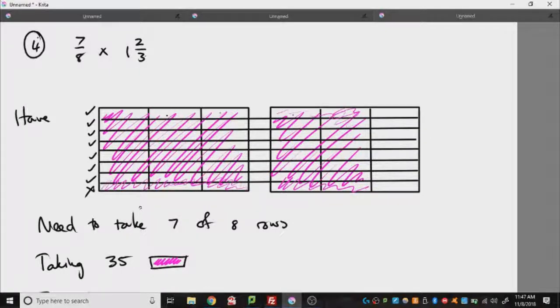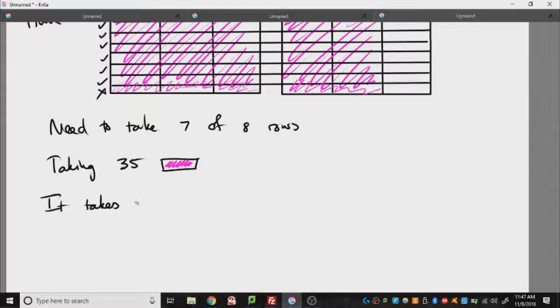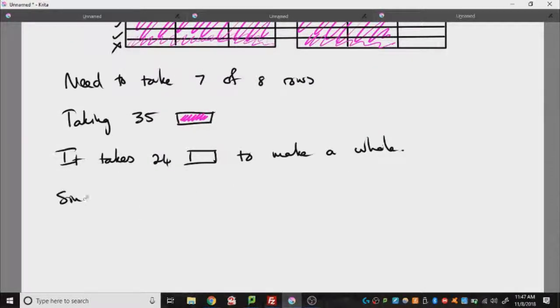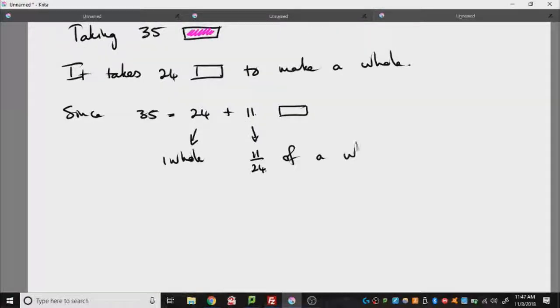No, I'm asking. 24. Something's not right. I just continue? Okay. 24 pieces to make a whole. So that means I can take my 35 and split it up into 24, and I'll have 11 left. This will be one whole, and this will be, really it's over there, 11 24ths of a whole.